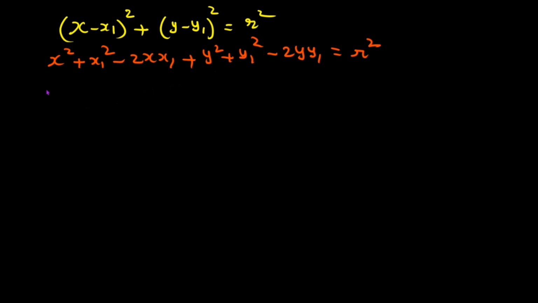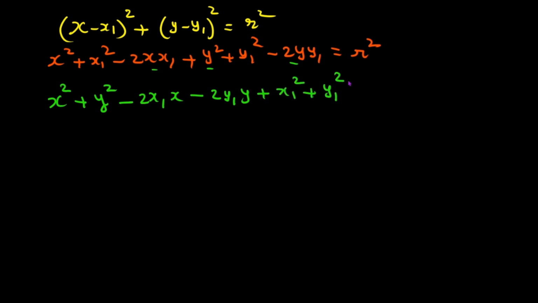So I'm writing first the x squared term, then the y squared term here. Then I'm putting the x term, minus 2x1 x, and minus 2y1 y, this term. Then plus x1 squared plus y1 squared, and I am bringing r squared to this side. So minus r squared equal to 0.